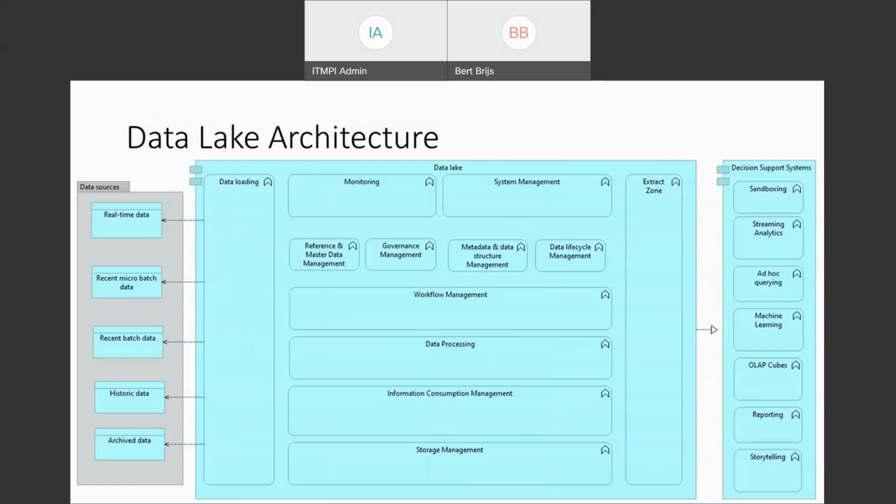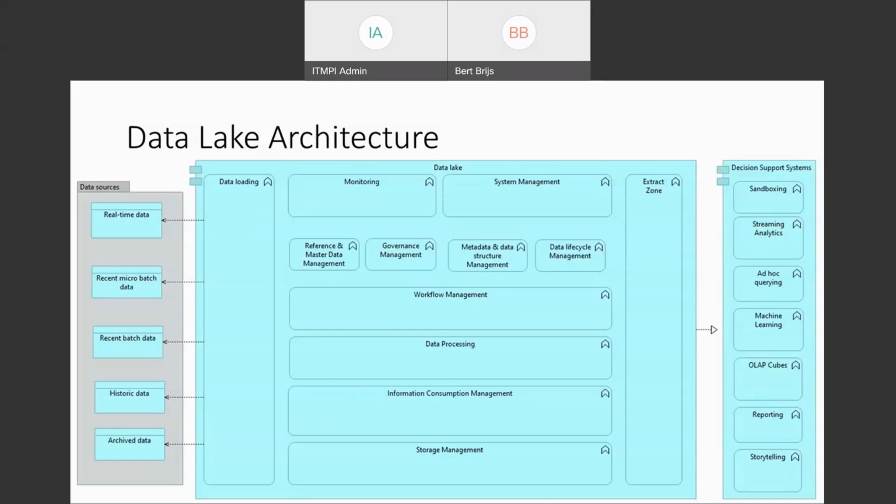Now, a classic data lake architecture, you have to read this from left to right. So you have your different data sources on the left side, which need to be loaded before you do any processing. And then in the middle of that middle block, you see that monitoring and system management is at the basis of it. And it is all supported by reference and master data management, governance management, metadata and data structure management, and data lifecycle management. And the processes which keep flowing are about workflow, data processing, information consumption, and storage.